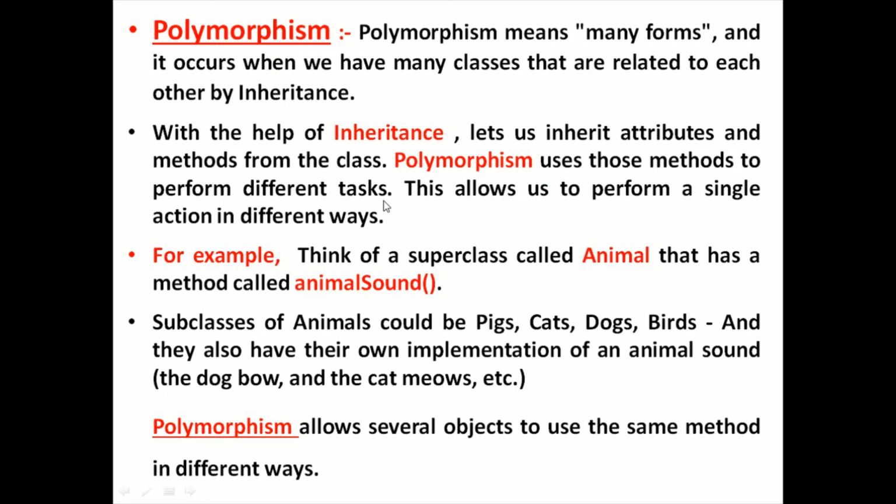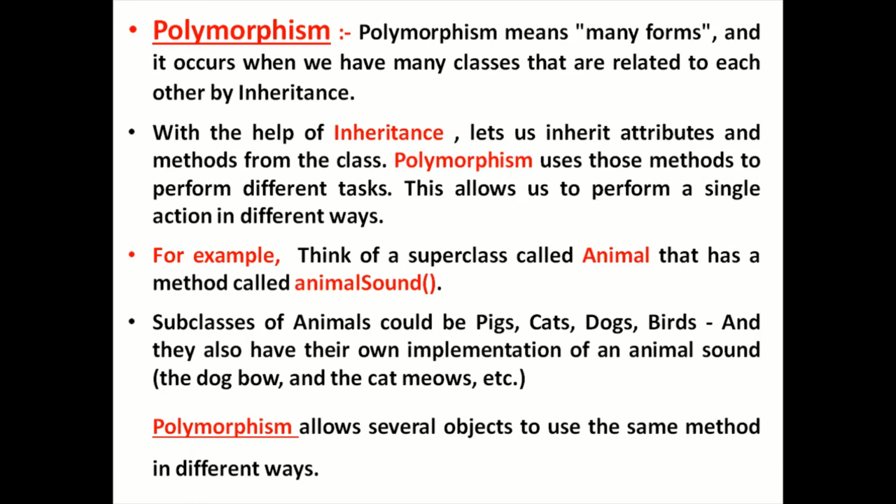So after inheriting those methods or attributes, what does polymorphism do? Polymorphism uses those methods to perform different tasks. It means one method can be used in different ways. This allows us to perform a single action in different ways. It means one method can do things in different ways.